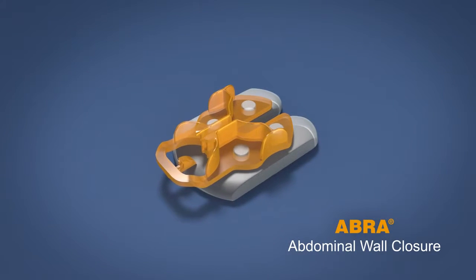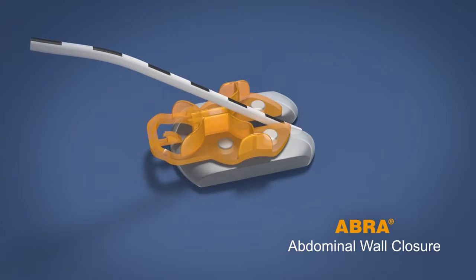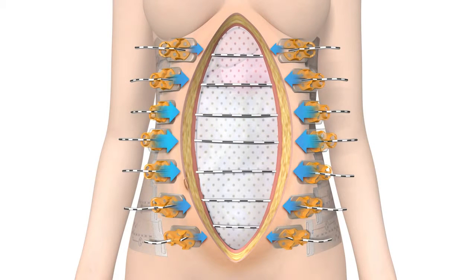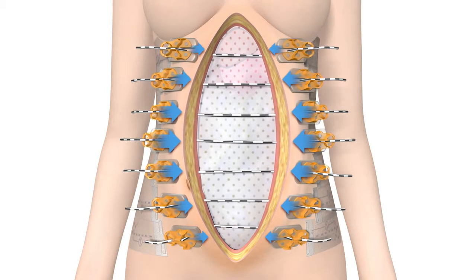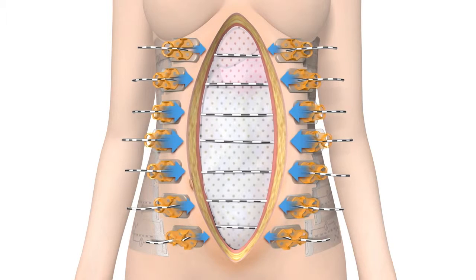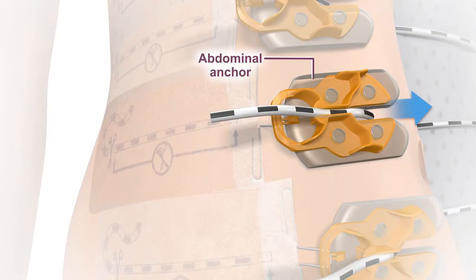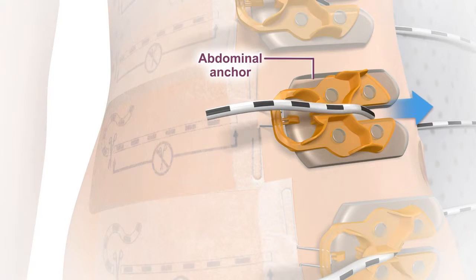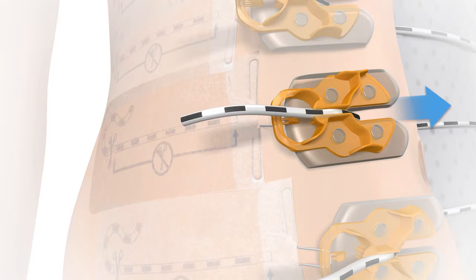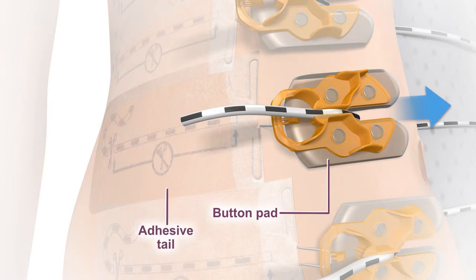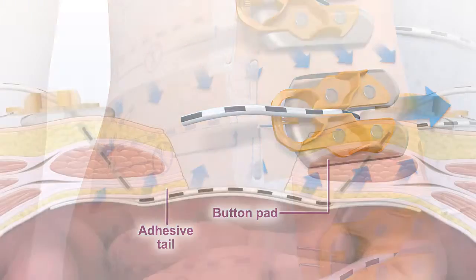ABRA Abdominal is specifically designed for abdominal wall wounds. The system applies appositional forces on the retracted abdominal wall by placing each layer of the abdominal wall under therapeutic force. The button anchor secures the elastomer and allows easy tension adjustments. The button pad and adhesive button tail distribute closure forces over a large area of healthy skin. The button pad's position ensures that the elastomer doesn't pull on the skin.